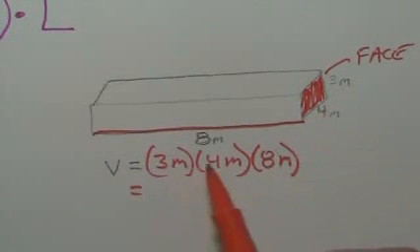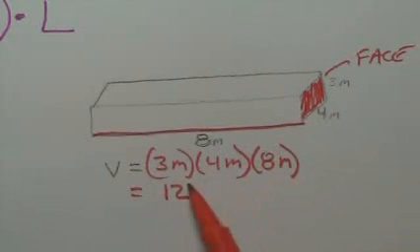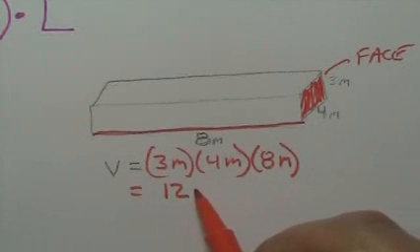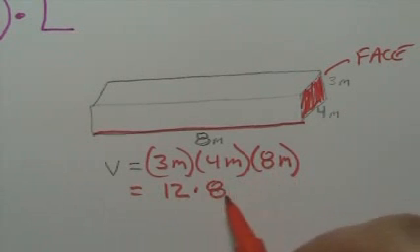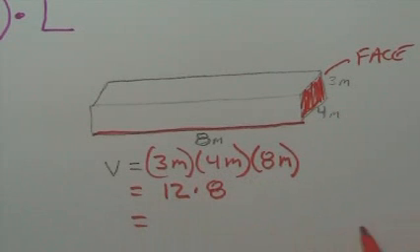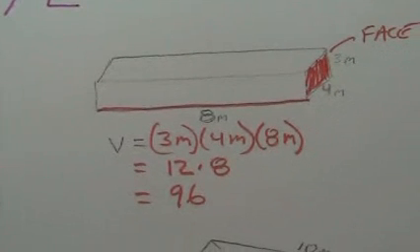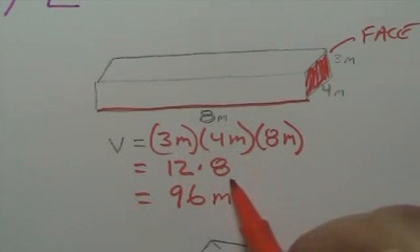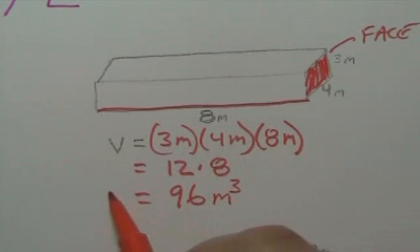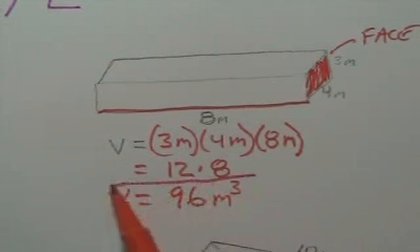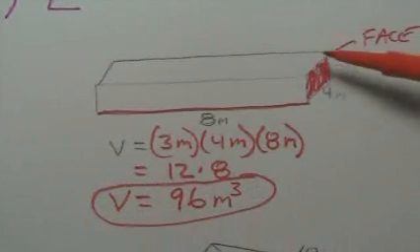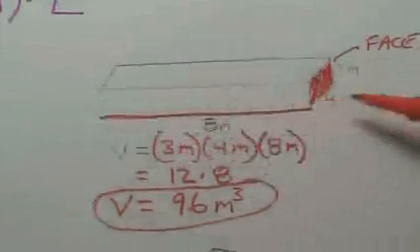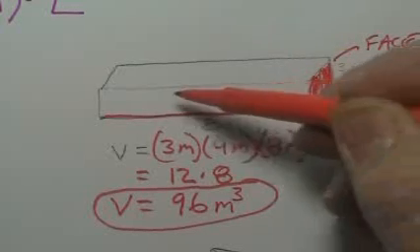I have 3 times 4, that's 12. So that's 12 times 8. We'll skip the meters till later. So how much is 12 times 8? It's 96. And the units are, there's 1, 2, 3 meters. It's meters cubed. And that's our volume. That's how many cubes will fit inside of here. Volume is measured in cubes. How many will fit inside?